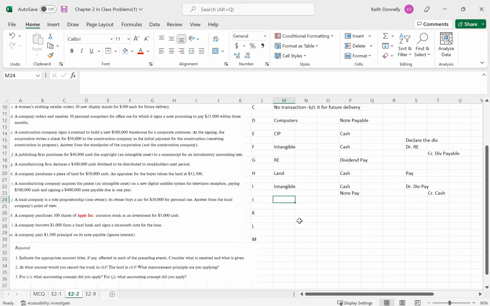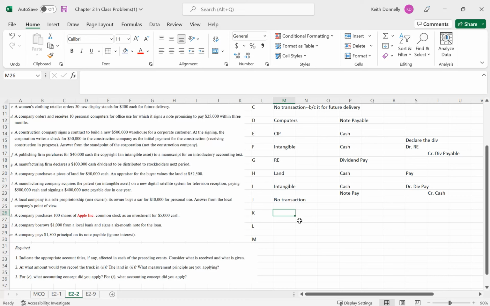J here, if we look at J, it says a local company is a sole proprietorship. Its owner buys a car for personal use. We've already seen this, right? Personal use is no transaction. We don't care about what people do in their personal lives.